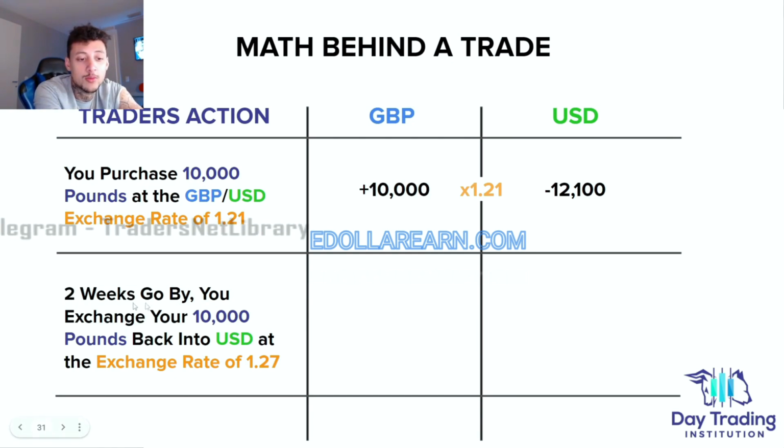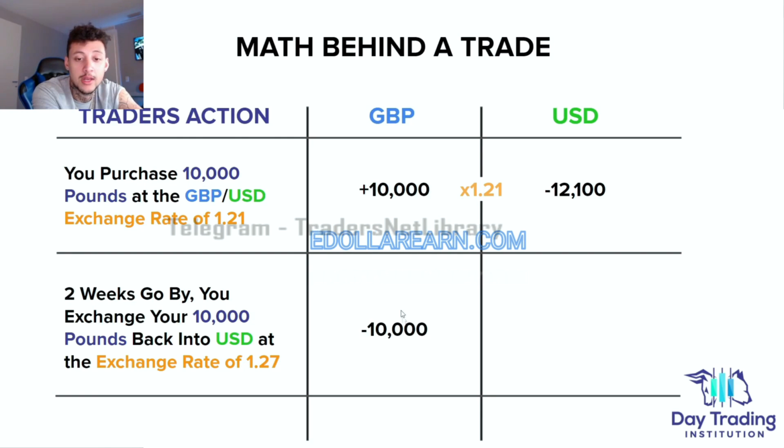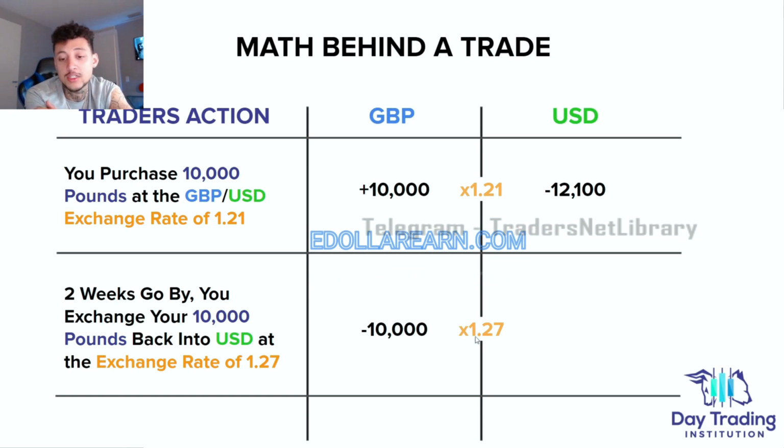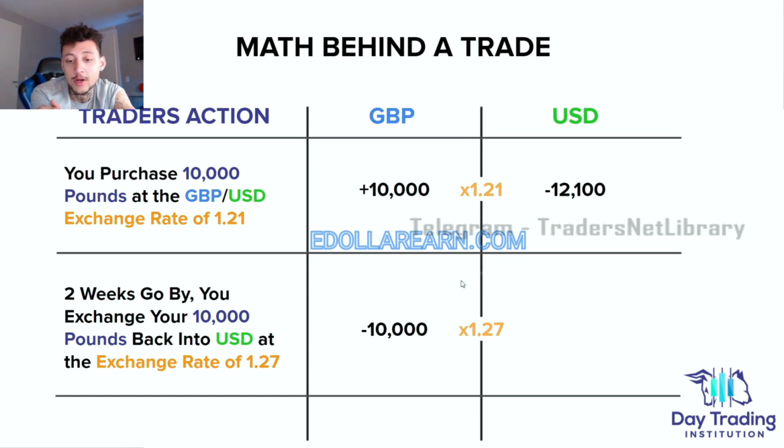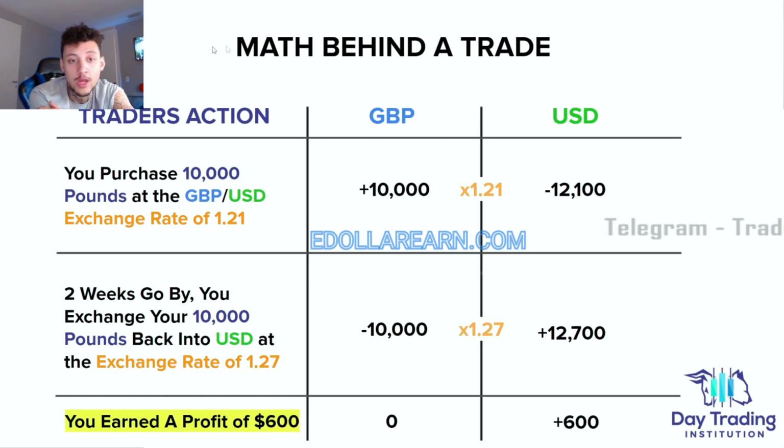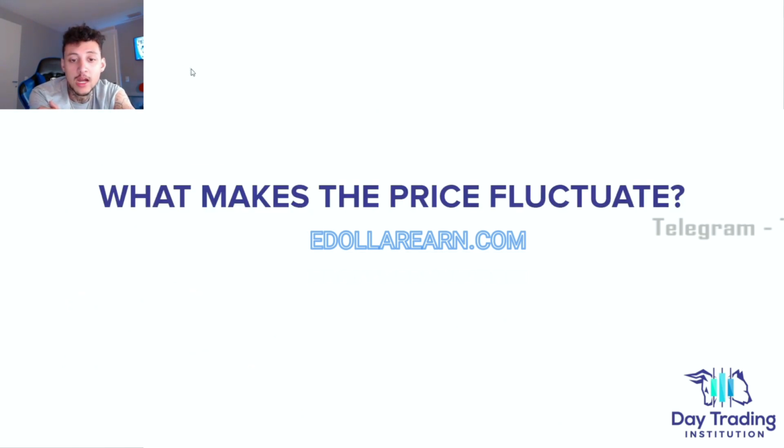Now, let's say 2 weeks go by and you exchange your 10,000 pounds back into US dollars at the exchange rate of 1.27. Remember, the exchange rate is the current trading price. Again, you still have 10,000 pounds, even though you bought for $12,000. Since the exchange rate has gone up and increased in value, we're now going to multiply our 10,000 pounds by 1.27, leaving us at $12,700. And we've made roughly a $600 profit in total. And that's the basic math behind a trade.